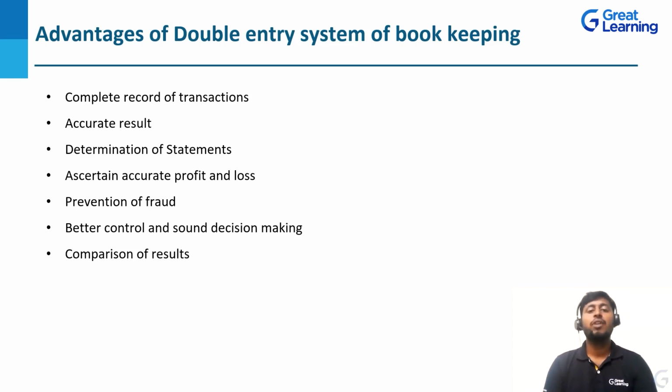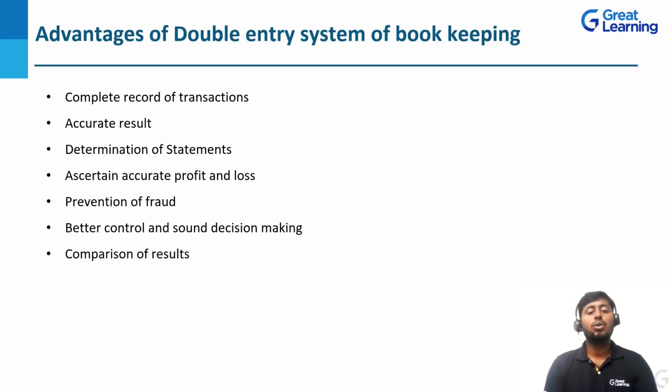So next, prevention of fraud. In the single entry system, finding fraud or errors or mistakes is very hard. Why? Because they are going to miss some transactions. But when it comes to the double entry system of bookkeeping, they are going to record all the transactions. They are not going to miss even one transaction. Correct? So we can easily prevent fraud or errors in the double entry system of bookkeeping.